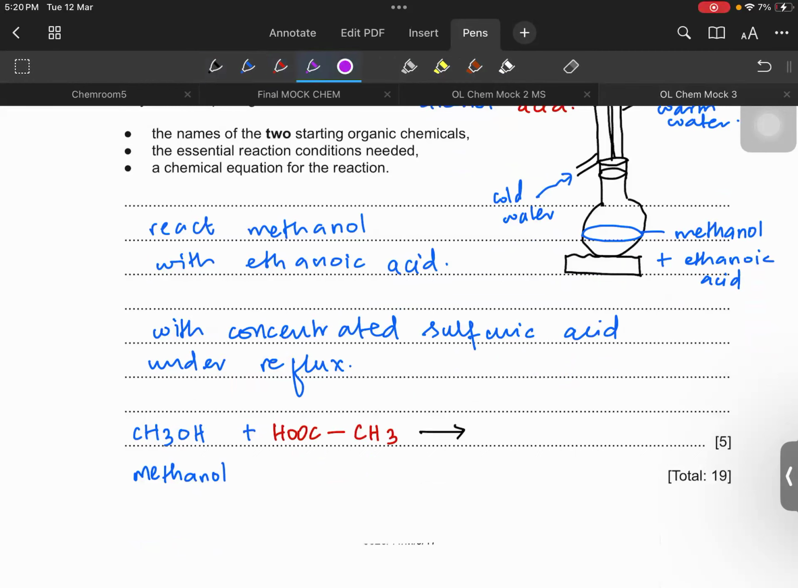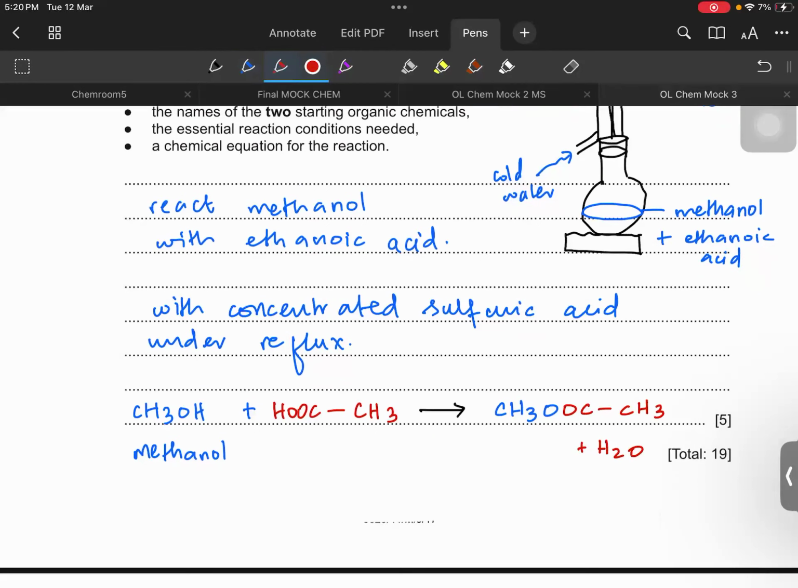CH3COOCH3. So the CH3 from the methanol remains the same, bonds with the other CH3. Even the oxygen remains the same. And then from the acid, what do I get? CH3COO. Perfect. Do you see? And what's going away? Water is going away. Guys, am I making sense? We removed water, everything else is the same.